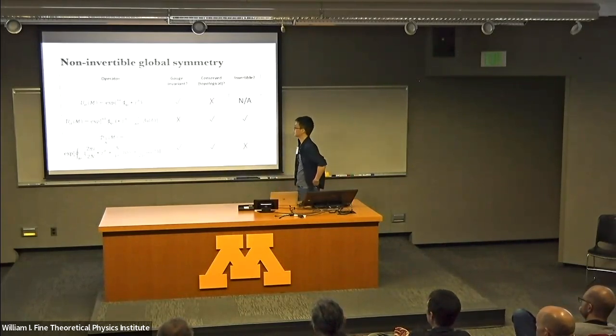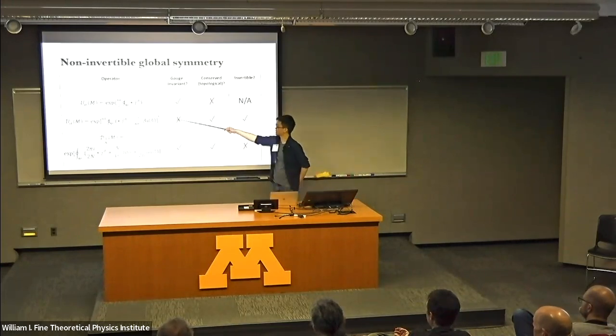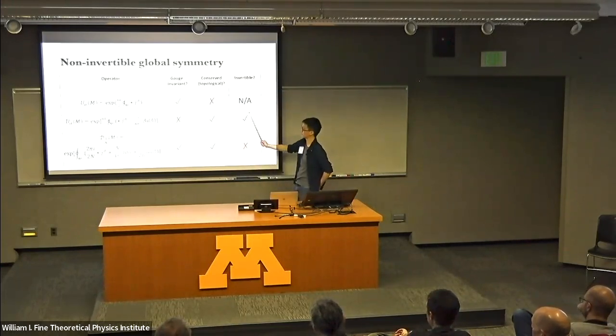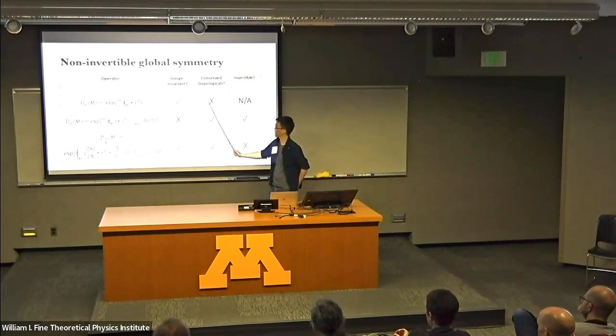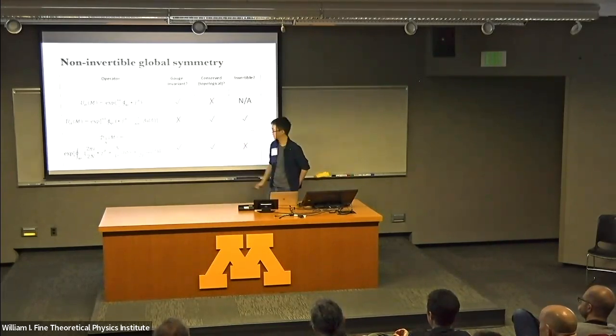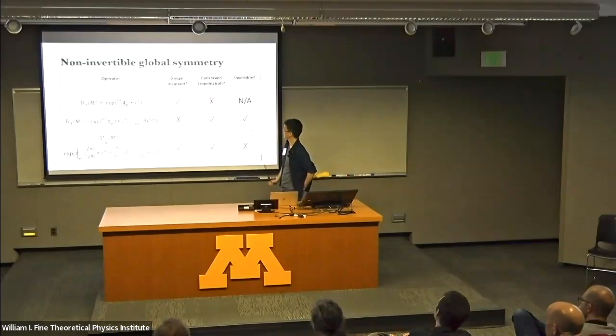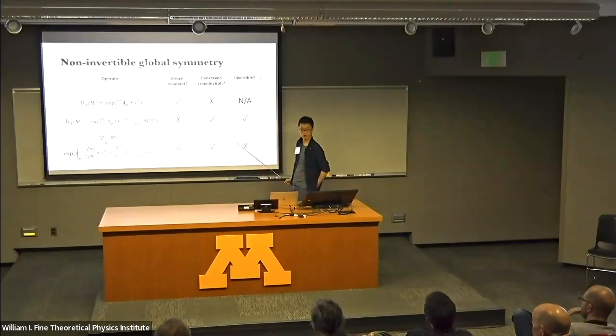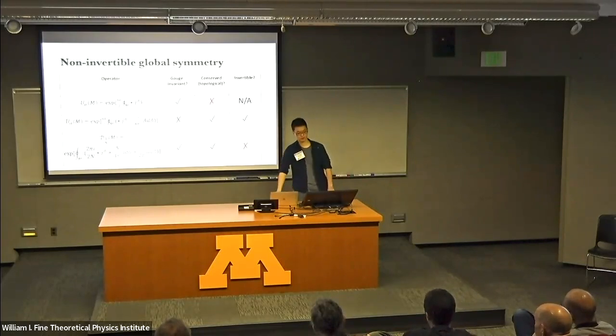So here's a scorecard. We start with this operator. It's gauge invariant but not conserved. And this one is not gauge invariant, it's conserved, it's invertible. And now we end up with the last one. It's gauge invariant, it's conserved, so that's great. But the price we pay is that it's non-invertible. But we should learn how.